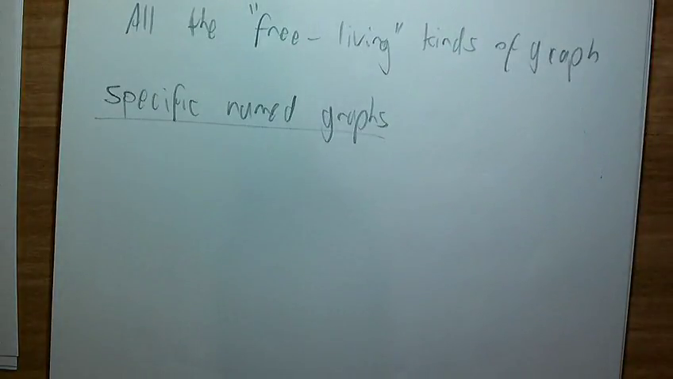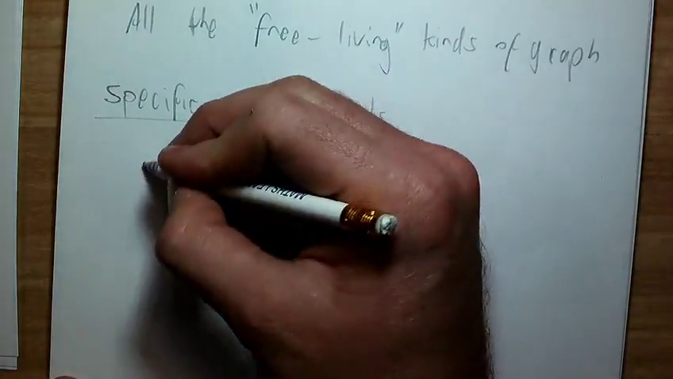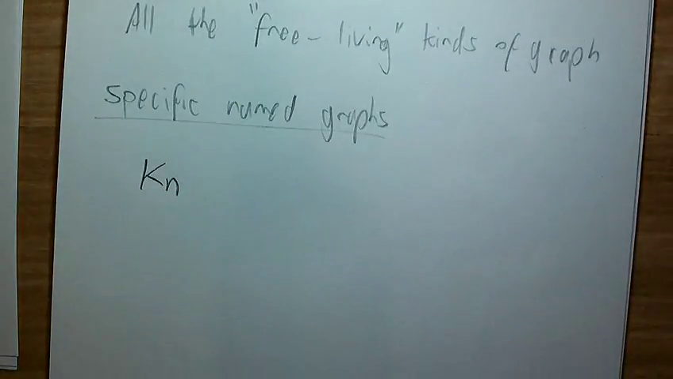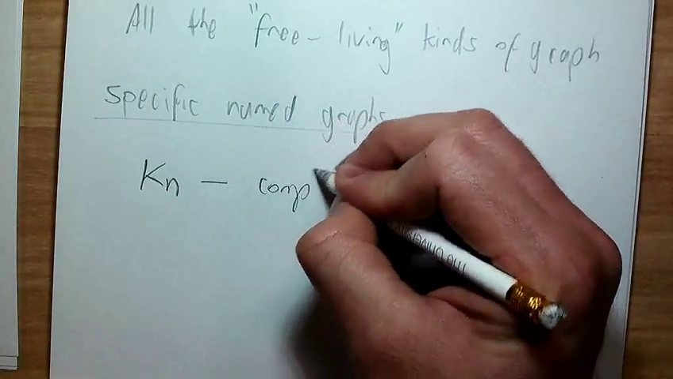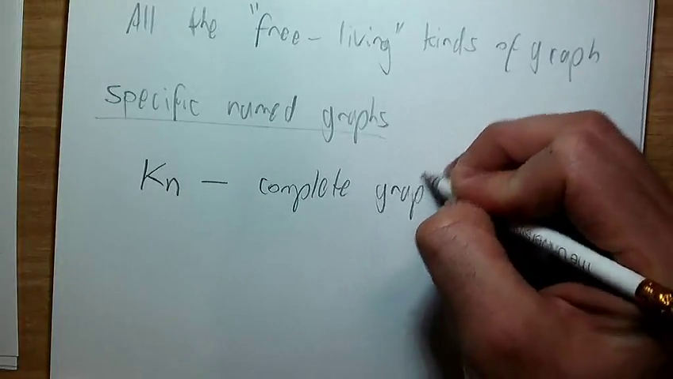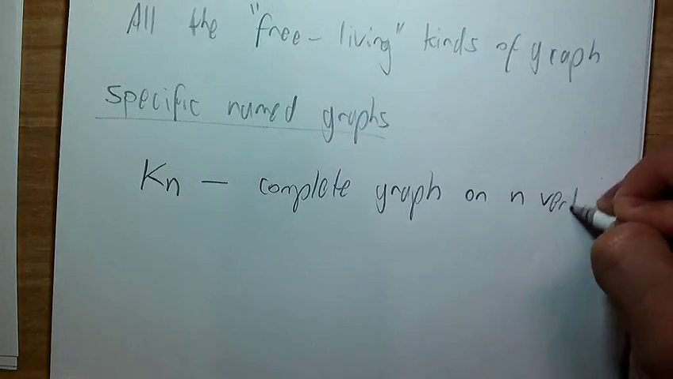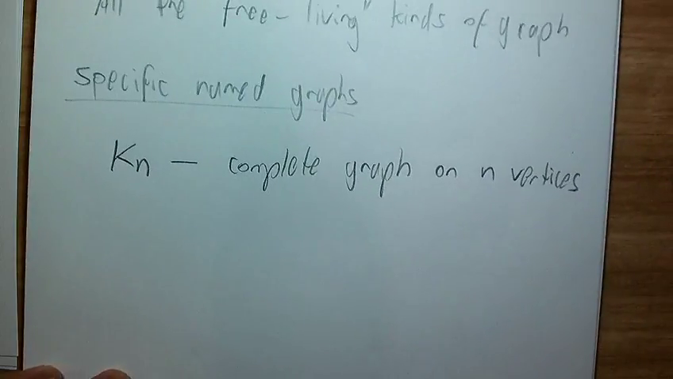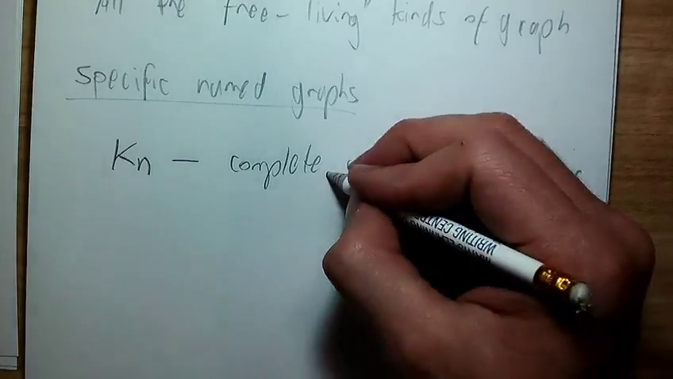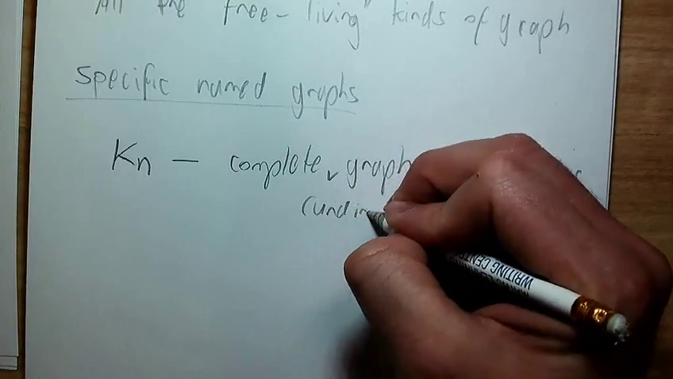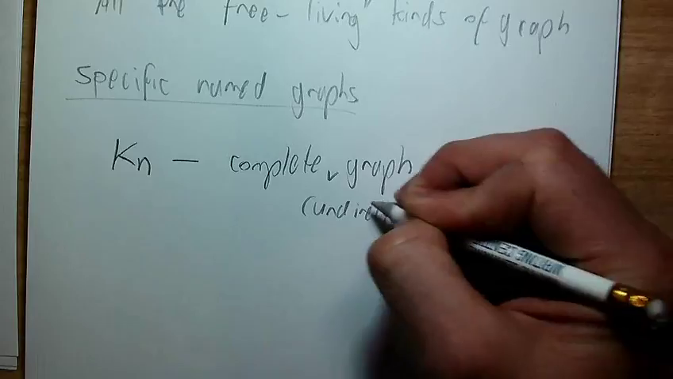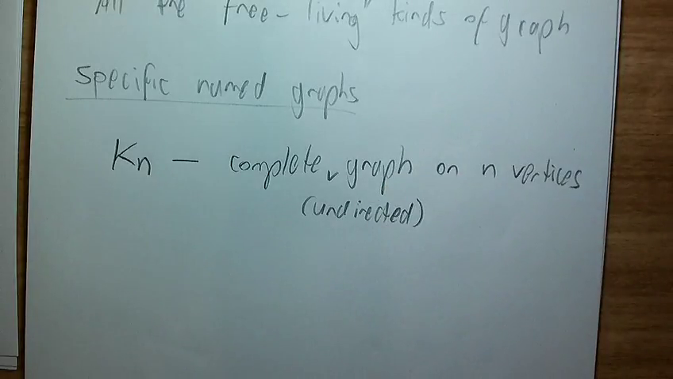And they are Kn, which is the complete graph on n vertices, which means that it's an undirected graph, so technically it's undirected. And basically it has n vertices and every vertex is attached to every other vertex. So all the edges are there.